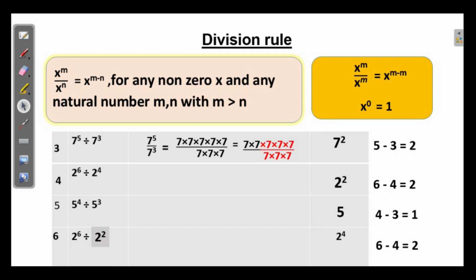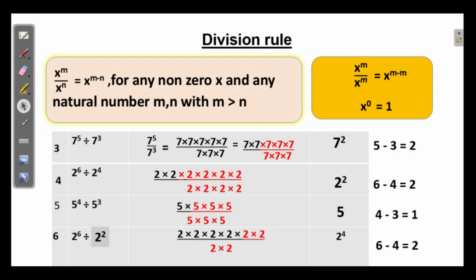And we can fill up this middle column also. That is, 2, 4 times is struck off from the numerator and denominator. 3 times 5 is struck off from the numerator and denominator. And 2 square is struck off. Then only we will get 2 raised to 4.